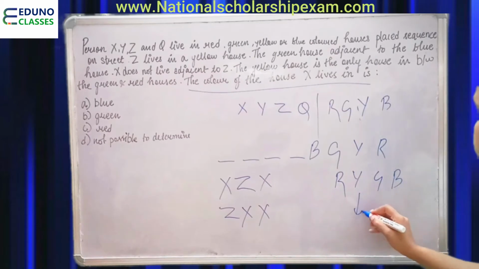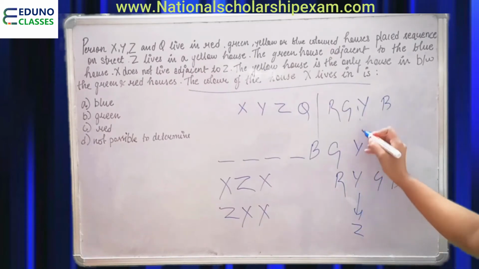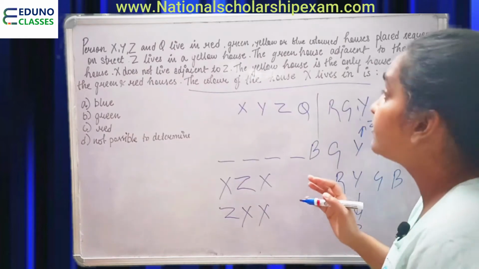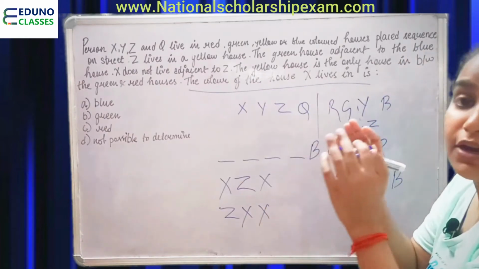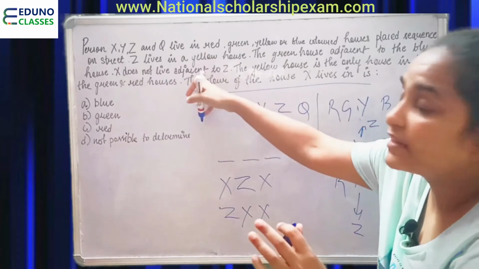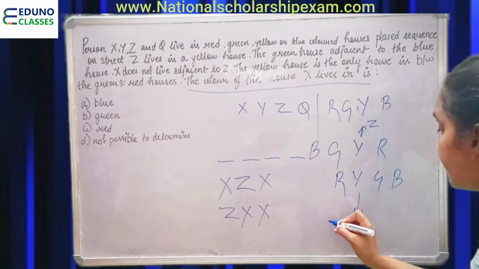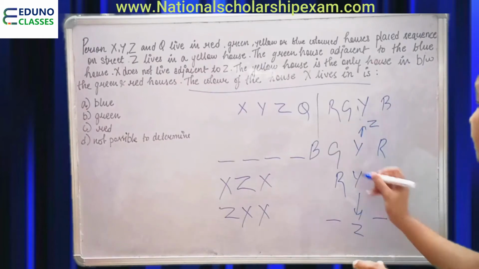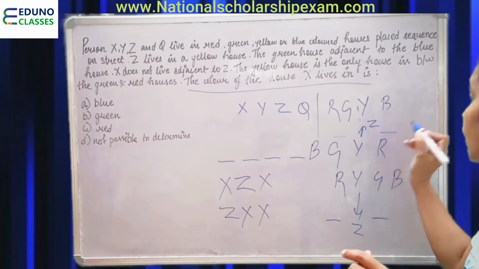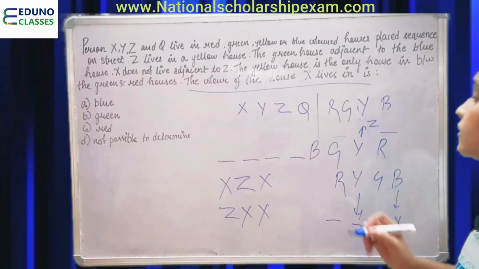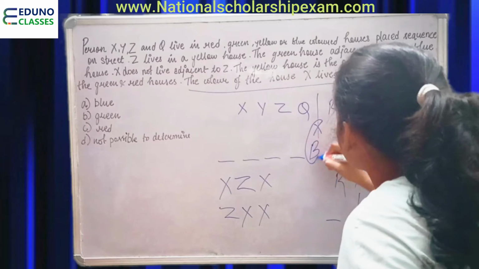Now they say Z lives in the yellow house. In the yellow house, who lives? Z. And then they have said that X will not live adjacent to Z by this line. So the possibility of X is not here, not here, again not here, not here. So X will always be in the blue house here.